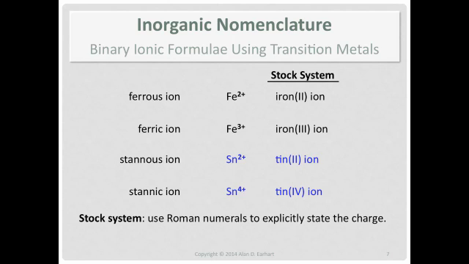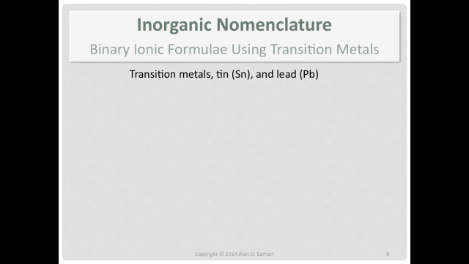Now, when do you use this stock system? We haven't used it so far, right? So this is the rule that I go with for my classes. When you know you have an ionic compound, you look at the metal, and only the metal, and you ask yourself, where is this element located? If it's a transition metal, or if it's tin, or if it's lead, then you will use a stock number on it.